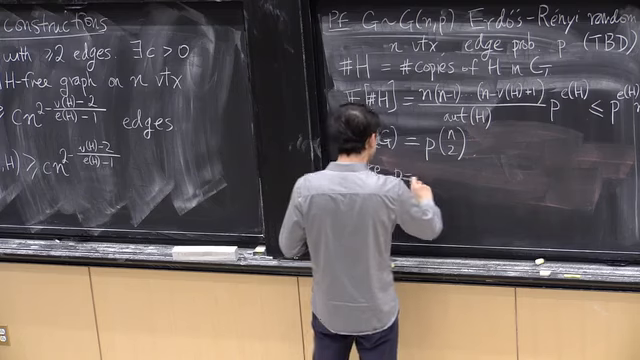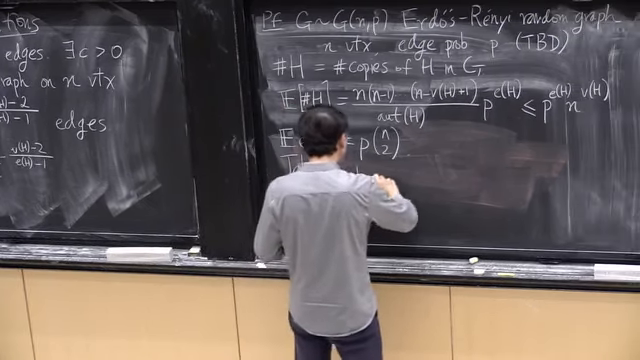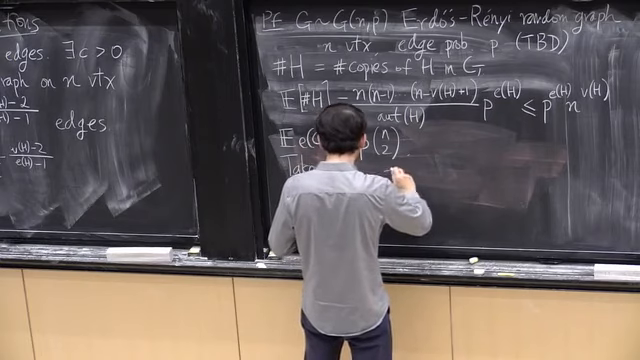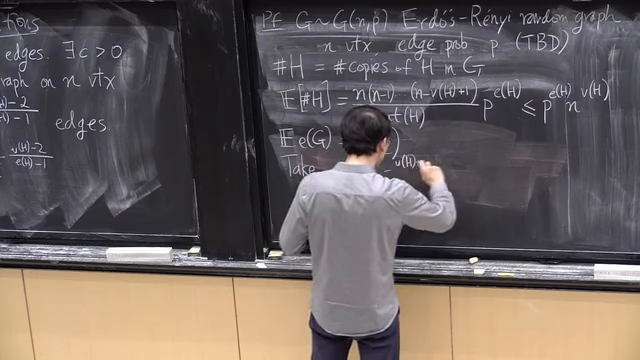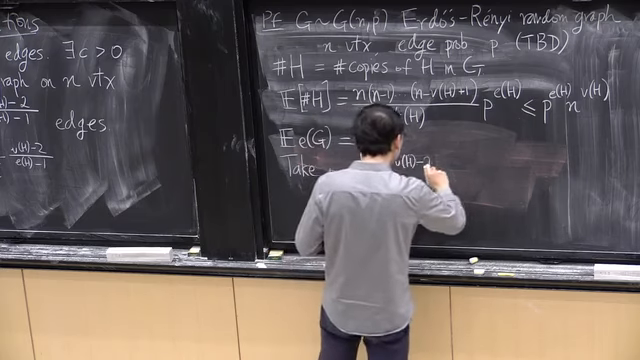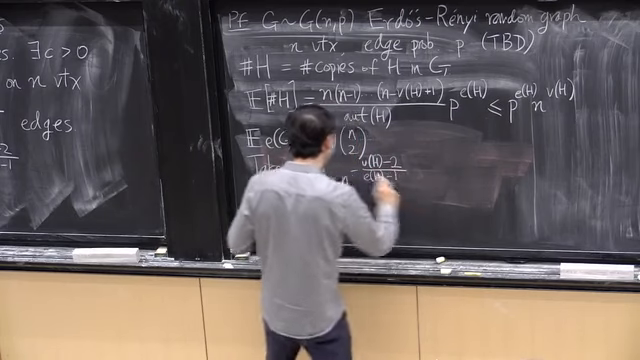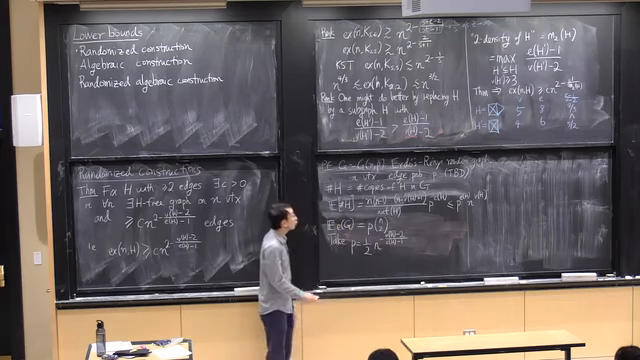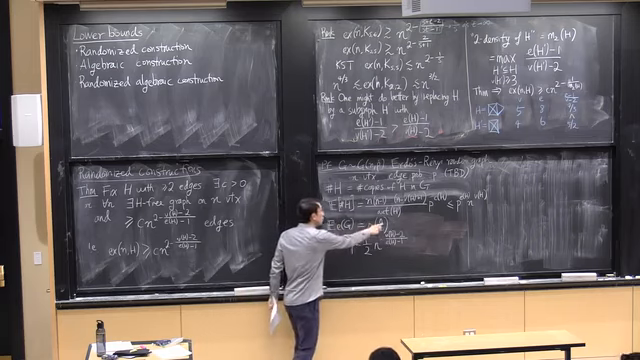Namely, by comparing these two quantities, I can choose p to be, let's say, 1/2. The half is not important. Times n to the minus (v of H minus 2) divided by (e of H minus 1). So the exponent comes out of comparing these two expressions. So you see a 1 and a 2.